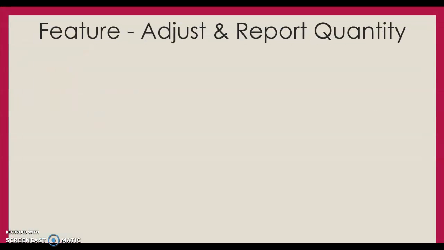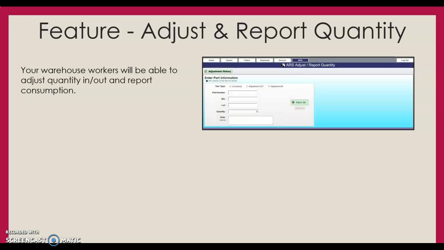Then you have adjust and reporting quantity. Your warehouse workers will be able to adjust quantity in and out and report consumption. You have your part number here, the bin number, which I just talked about, and a lot number, which would be a pallet it comes in on. Say we ship you 10,000 seals or O-rings, and you only use the first 2,000 or 3,000 of them. Well, you can say, I've used 3,000, we still have 7,000 left. These 7,000 are in this bin, and this is the part number, and you can hit adjust quantity over here. Pretty simple, very easy to use.